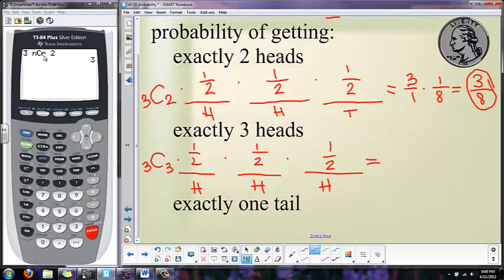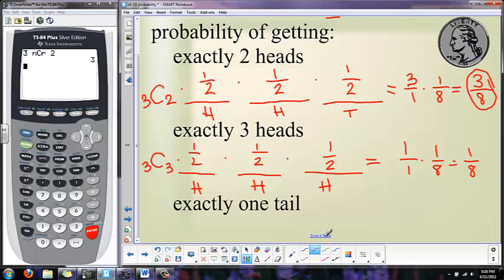So 3 choose 3, you can check in your calculator if you want. That's going to give you a 1. 1 times 1 times 1 gives me another 1. 2 times 2 times 2 gives me 8. So exactly 3 heads, that's 1/8. I don't know why they asked exactly 1 tail because that's the same thing that we found up here.